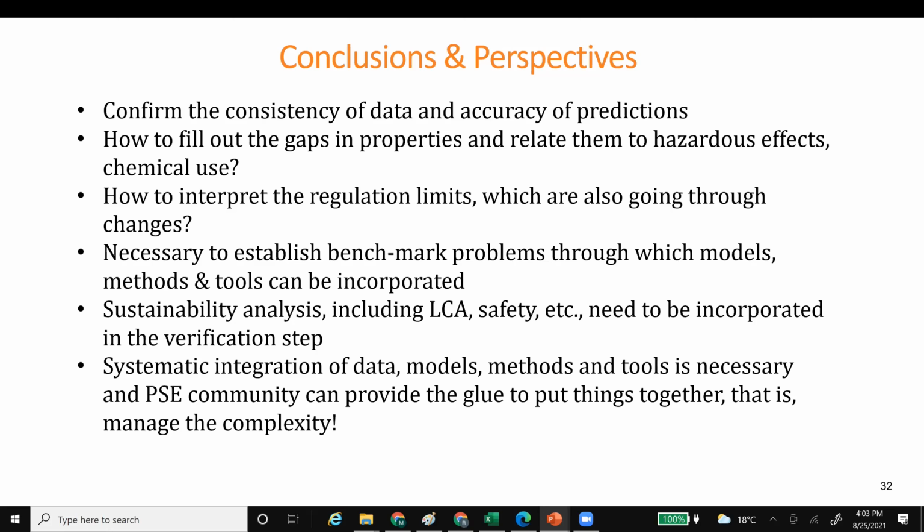Sustainability analysis, including LCA, etc., needs to be incorporated in the verification step. And finally, from a process systems point of view, systematic integration of data, models, methods, tools is necessary, and the PSE community can provide the glue to put things together, that is, manage this complexity.